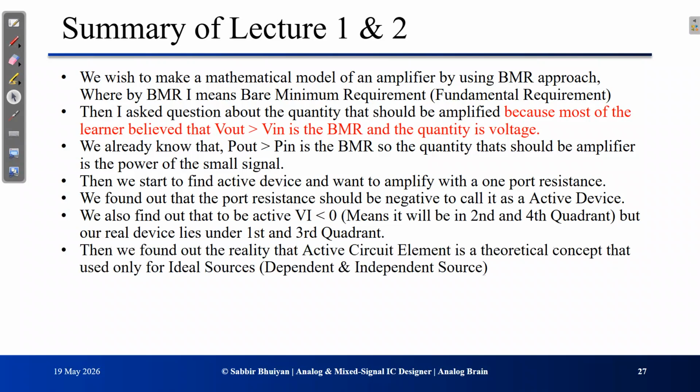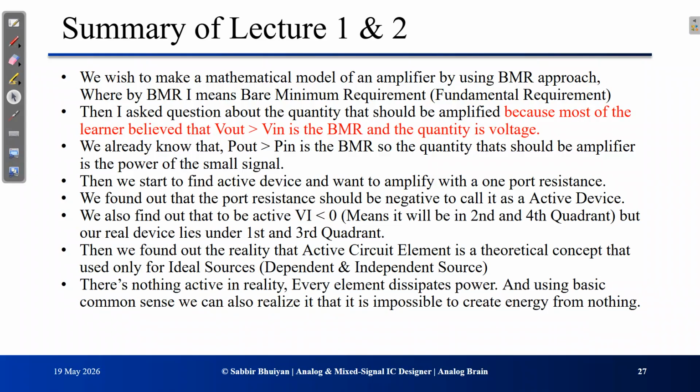Now we found out the reality that an active circuit element is a theoretical concept used only for ideal sources, dependent and independent sources. Then there is nothing active in reality. Every element dissipates power, and using basic common sense we can also realize that it is impossible to create energy from nothing, absolutely from nothing.